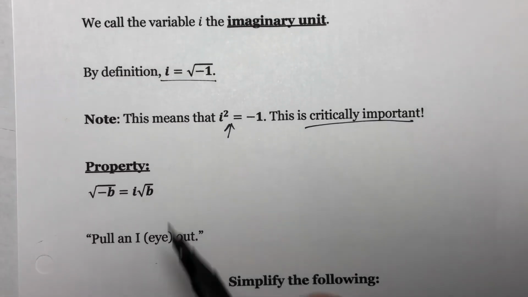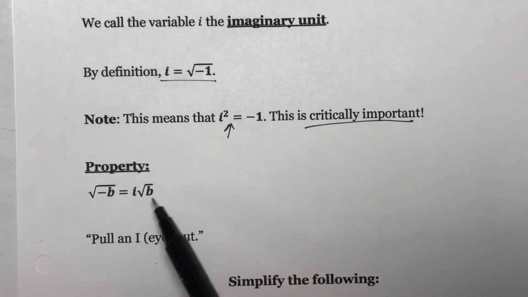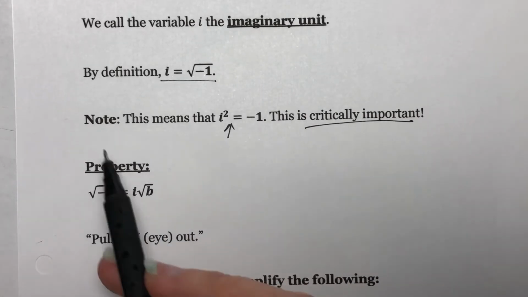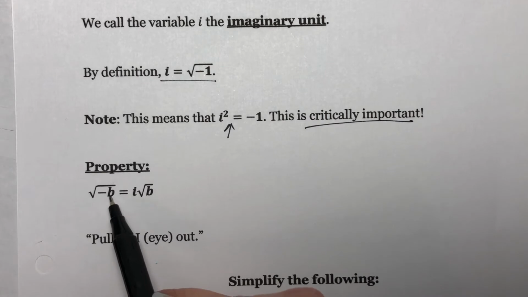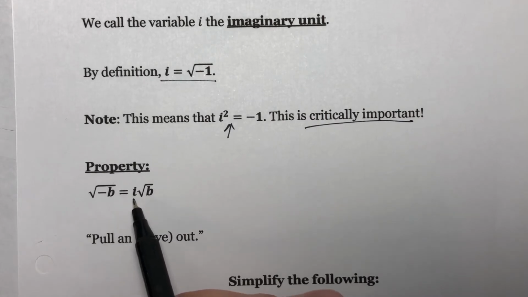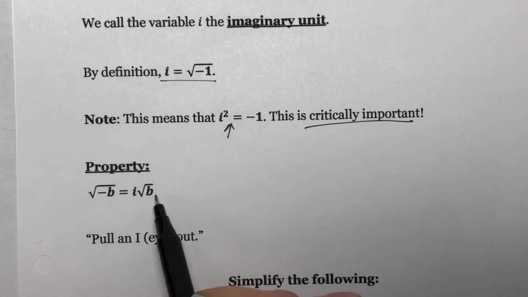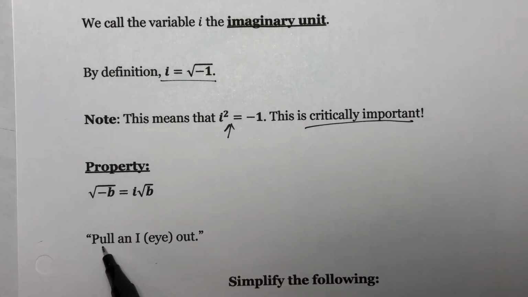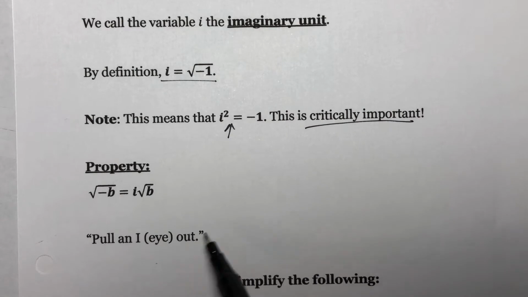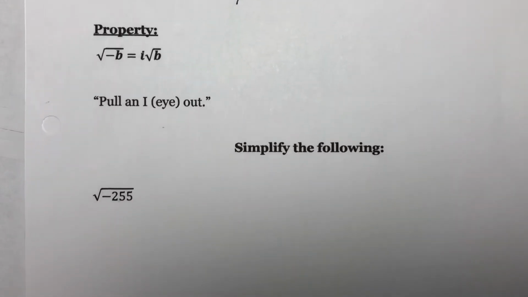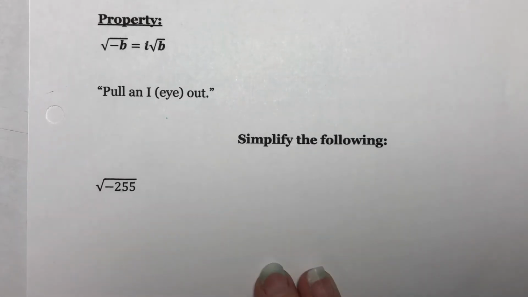Now, the main property that we use for complex numbers or imaginary numbers is if you have the square root of a negative number, then you can put an i on the outside and then you take the square root of the positive number. Basically, I say pull an i out, and since it's a nice little pun there, it sounds kind of gross and it's easy to remember. Okay? Now, let's just get some practice with this, simplifying the following numbers.